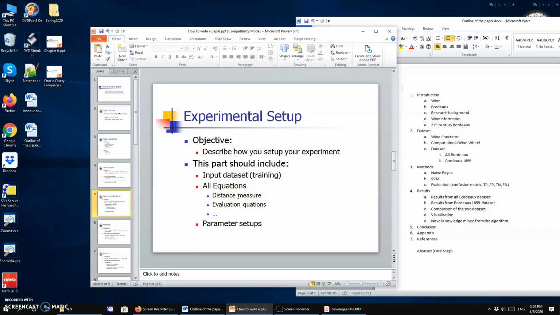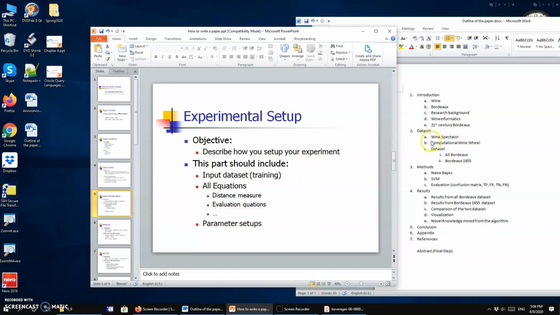If you are using Jaccard distance or you are using Jaccard coefficient, you need to list out all of those things, describe it clearly so that people will be able to understand it. What kind of parameters that are necessary for the algorithms, etc. So there are quite a few different things that I need to describe over here.